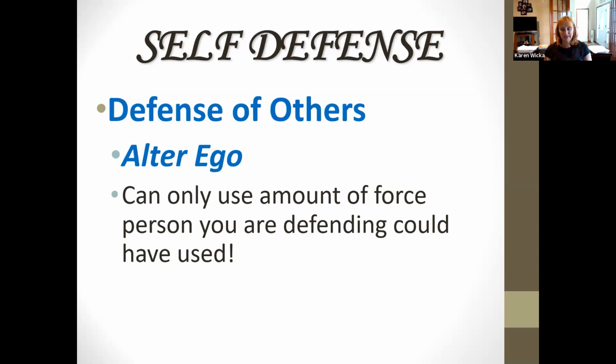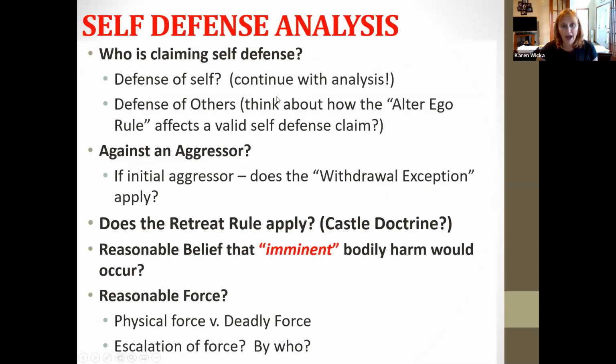So alter ego means if I'm defending somebody, I only get the right to defend them to the extent that they themselves would have had. So if they are the initial aggressor, or if they're escalating force and they lose self-defense and I come to their rescue, I don't have self-defense either because I only get what they would have had in the first place. Okay, so I added that to the top of your analysis. So if you were wondering why your analysis looks different, that's the top part. We just hadn't covered it yet.